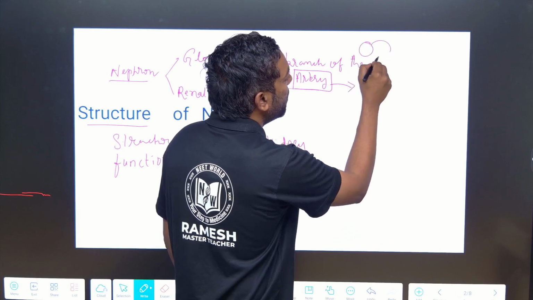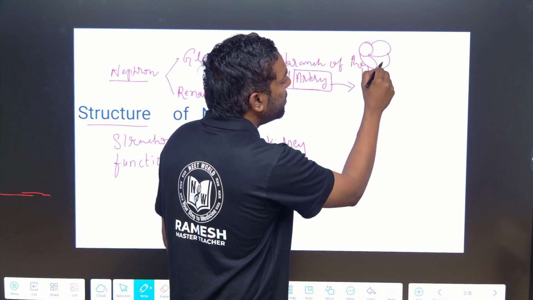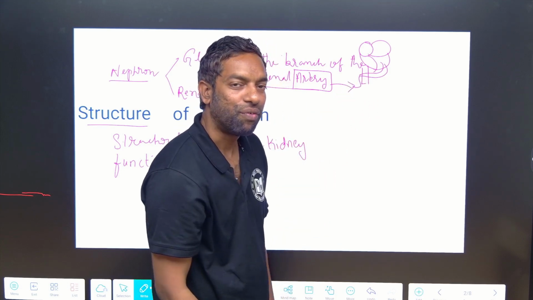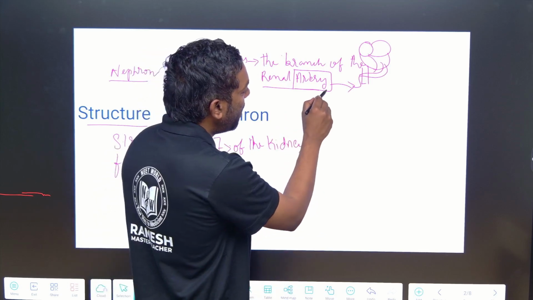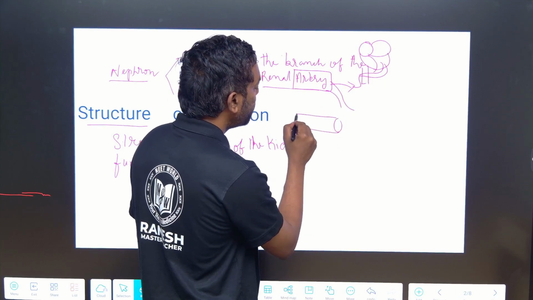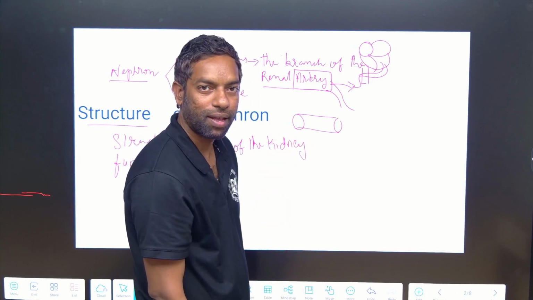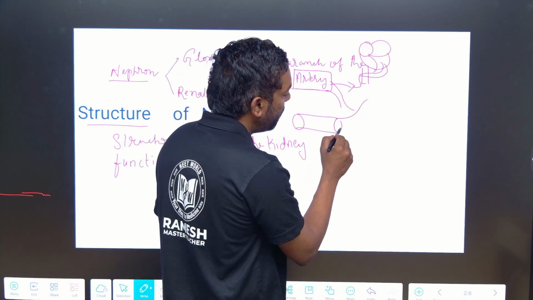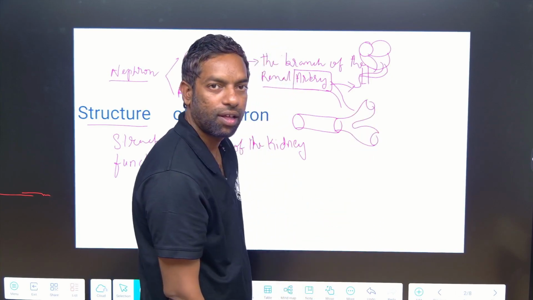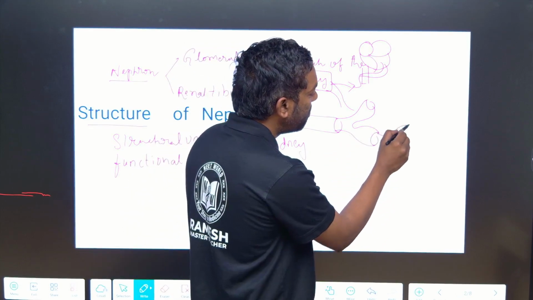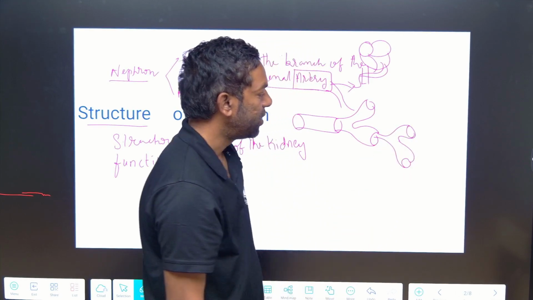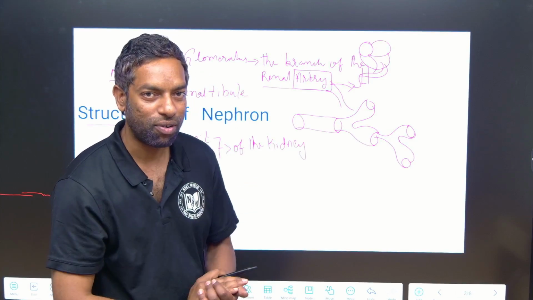This is the heart. From the heart, the systemic aorta is further divided into the renal artery. The artery is further divided into arterioles, and arterioles are further divided into capillaries. This is the order.